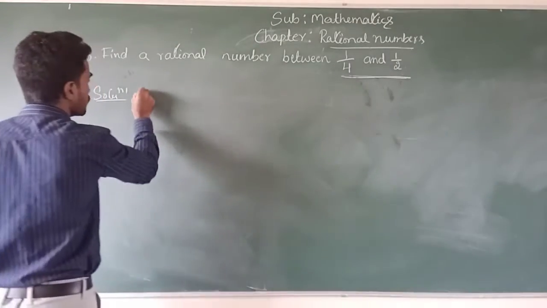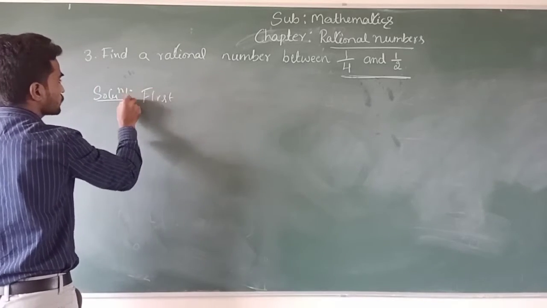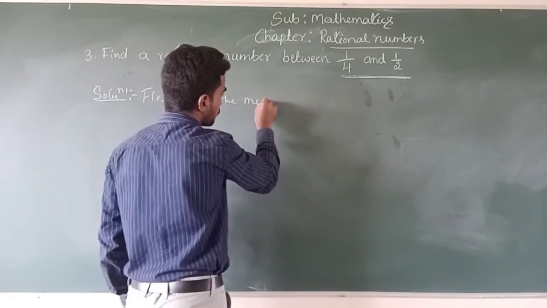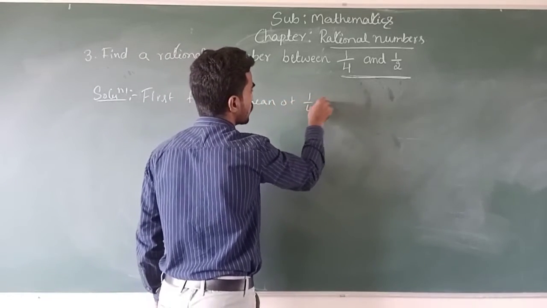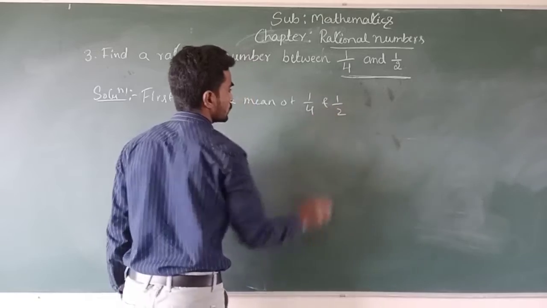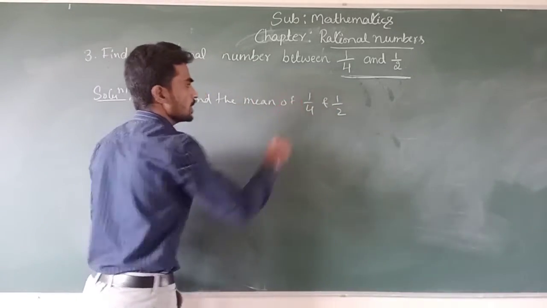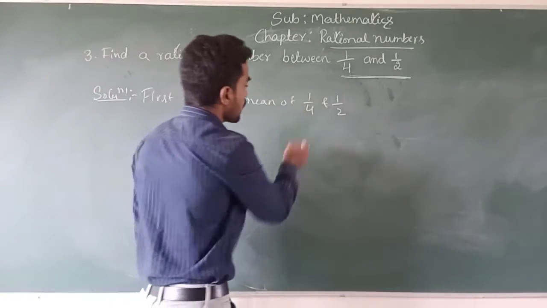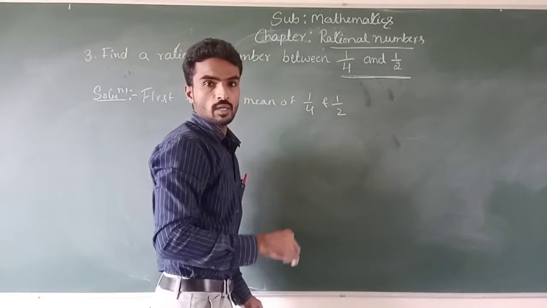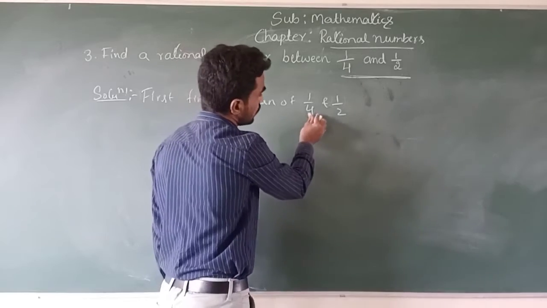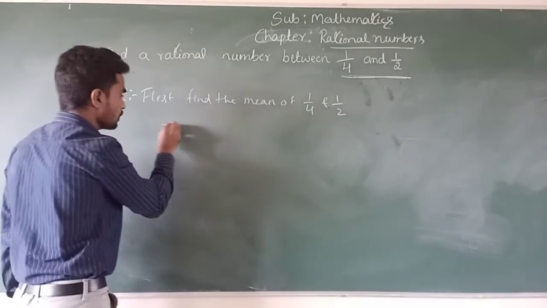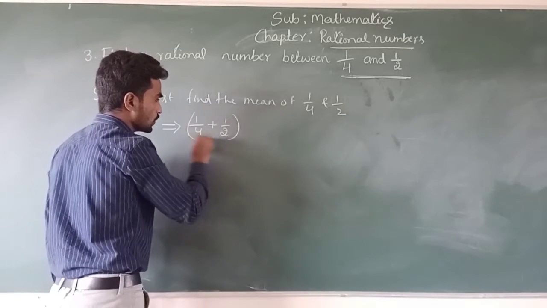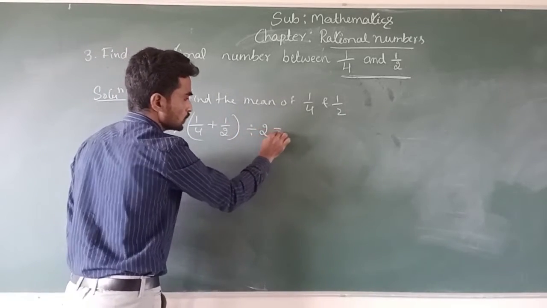First, find the mean of 1 by 4 and 1 by 2. What is the mean of 1 by 4 and 1 by 2? How can we find it? Very simple. Add these two rational numbers and divide that number by 2. That implies (1 by 4 plus 1 by 2) divided by 2.